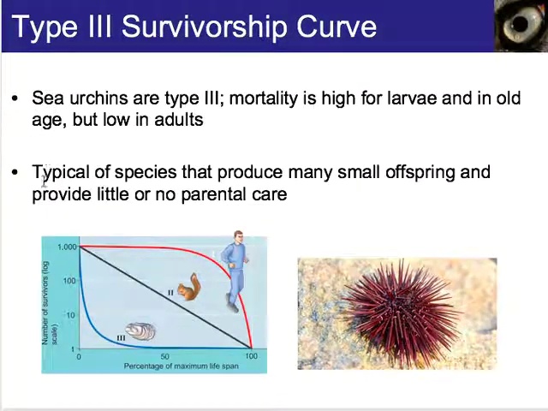And then the third survivorship curve means that they have high mortality early in life, but those that do survive will survive for a long time. So an example of this would be sea urchins, in which what they do is they release a bunch of larvae into the ocean, and whichever ones survive, those will live a long time. So many will die early on in life, but then those that survive are going to live a nice long time.